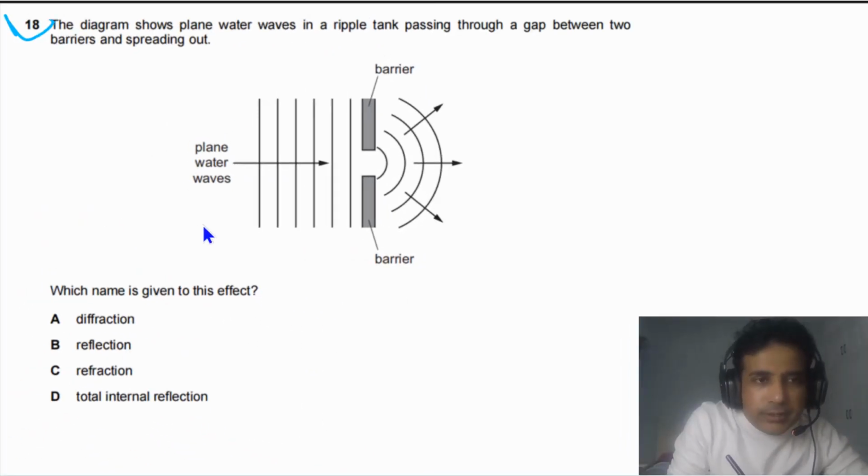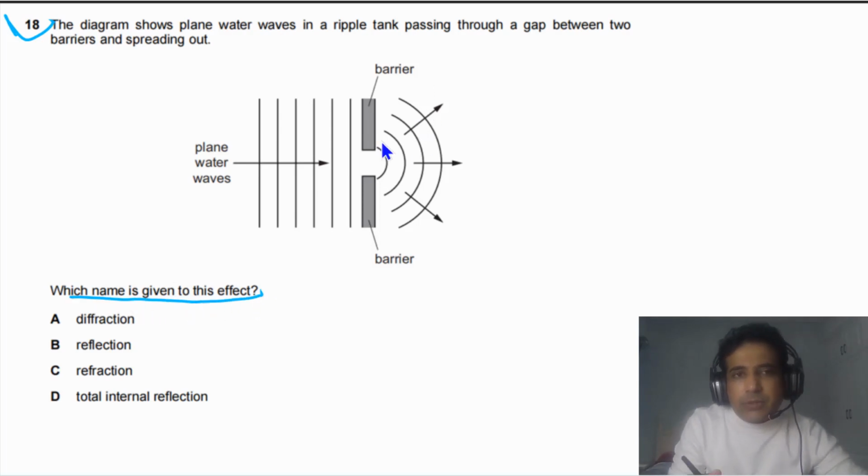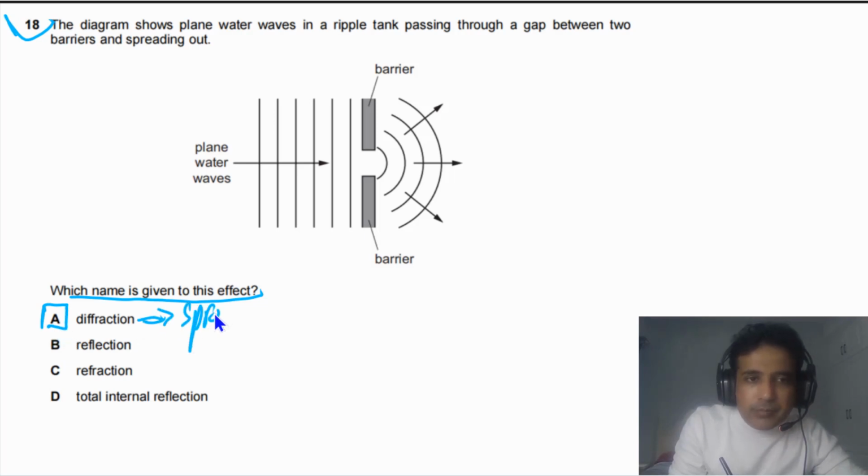For question number 18, we need to find out which name is given to this effect. So in this case, you can simply see waves are spreading out. As the waves spread out, this phenomenon is called diffraction. So simply this is diffraction, meaning spreading out of waves as they pass through a gap or around an obstacle.